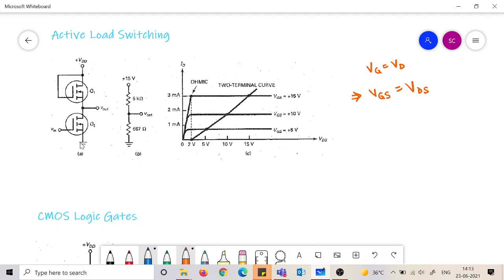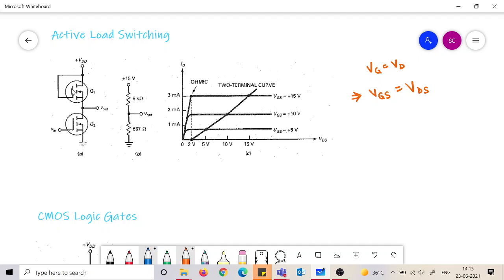Now the circuit is exactly the same, only the RD has been replaced by this Q1. Now the arrangement of Q1 is very peculiar. You see here, due to the shorting between the drain and the gate, what is happening? VG and VD become the same. So VGS and VDS become the same. So VGS and VDS are the same for this Q1.